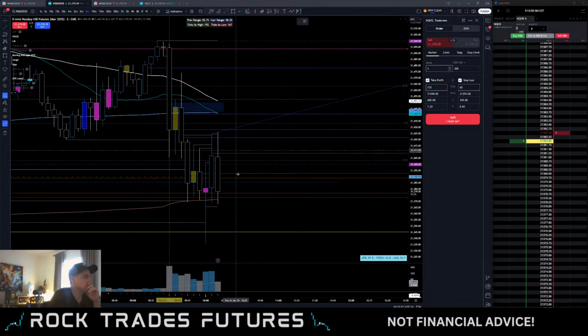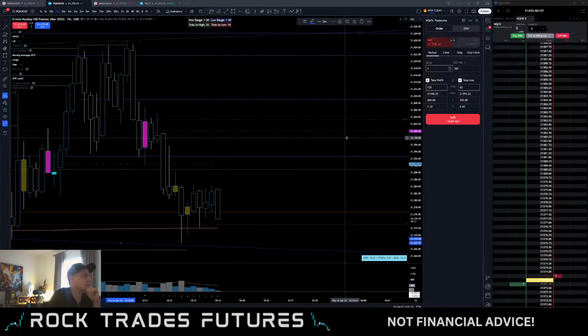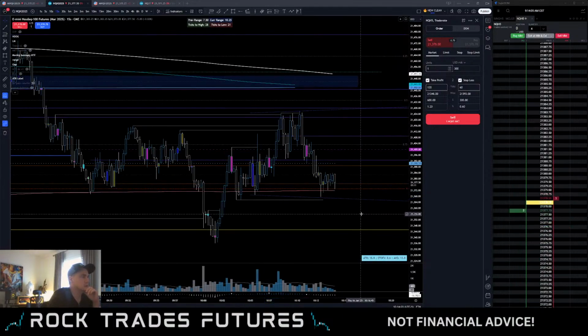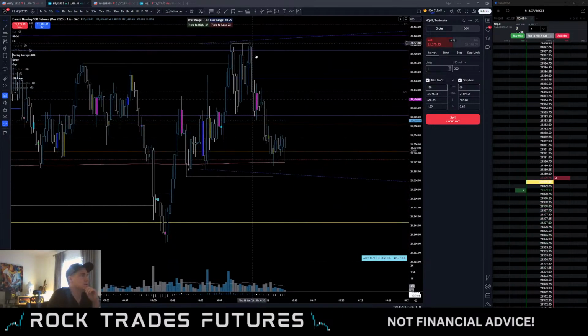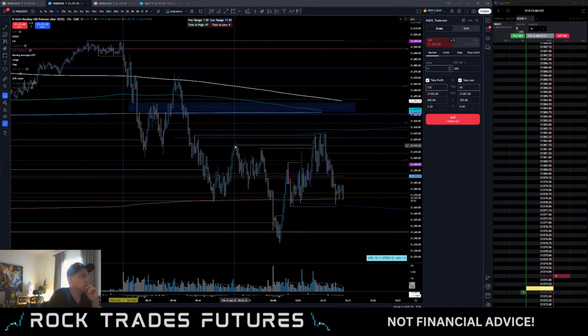Broadening formation. Broadening formation. Back down to the 15-second. So price is expanding, taking the highs, taking the lows. And you do have an institutional fair value here. Lower high, higher low. Middle of this is here.